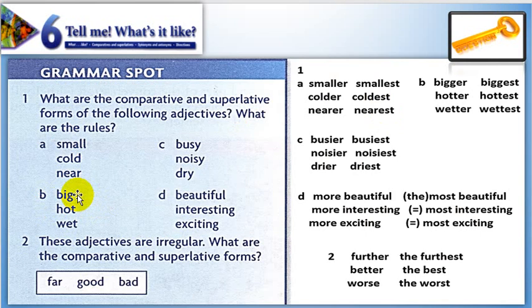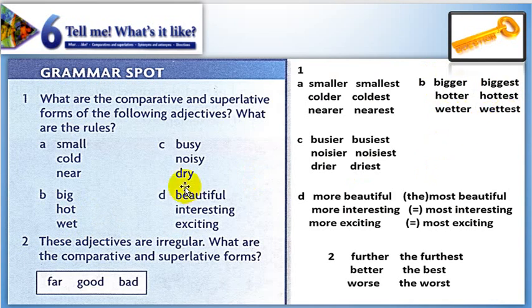Group B, they are the short adjectives with one vowel and one consonant. We said that we will double the consonant, the last letter. Big becomes bigger, biggest. Hot becomes hotter, double T, hottest. Wet becomes wetter, double T, wettest.